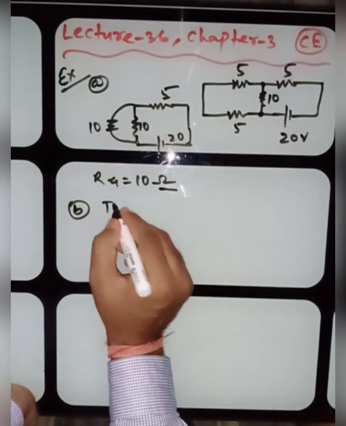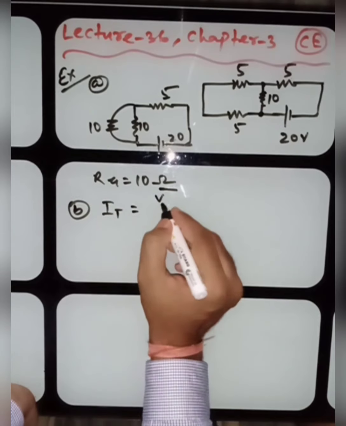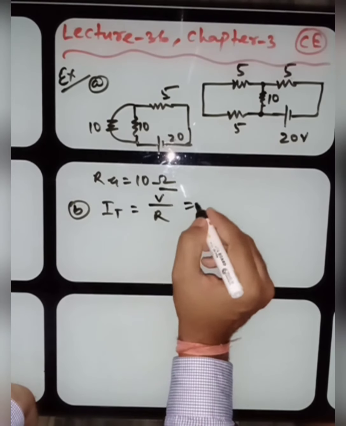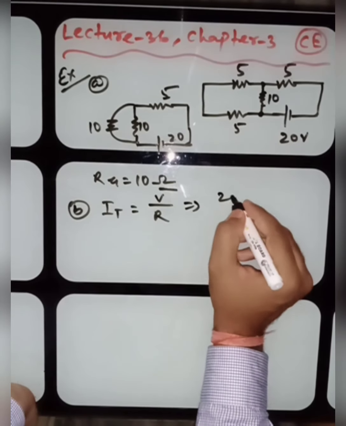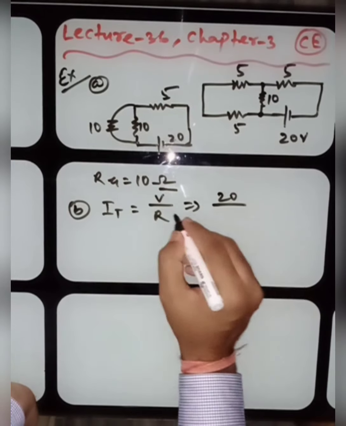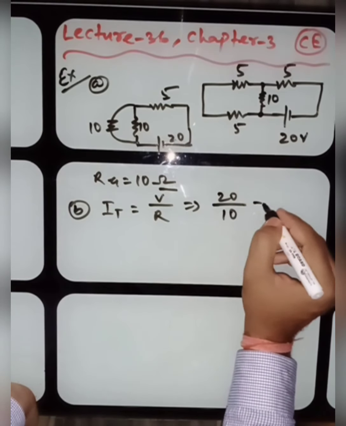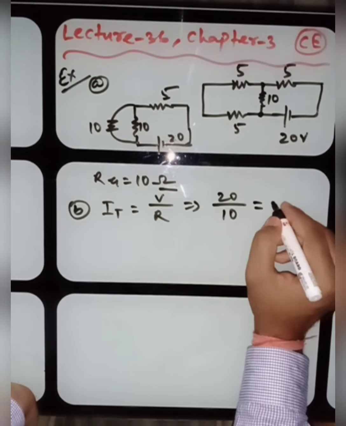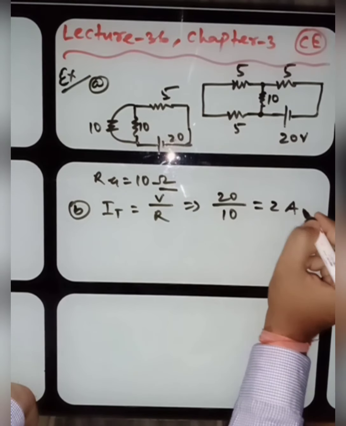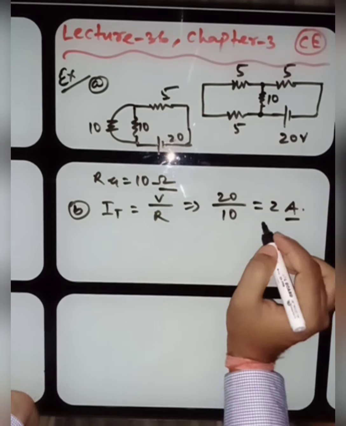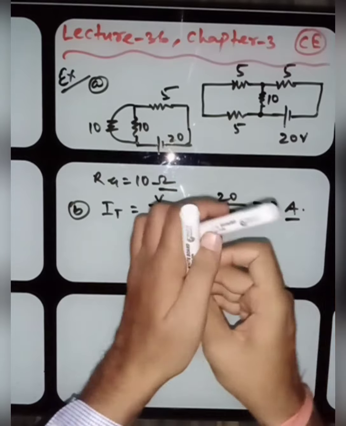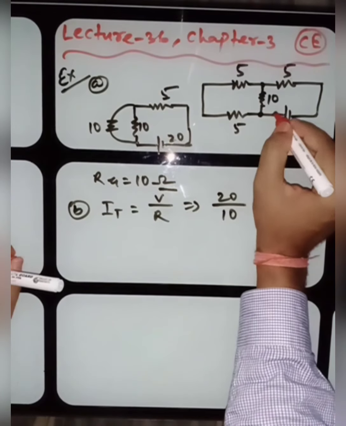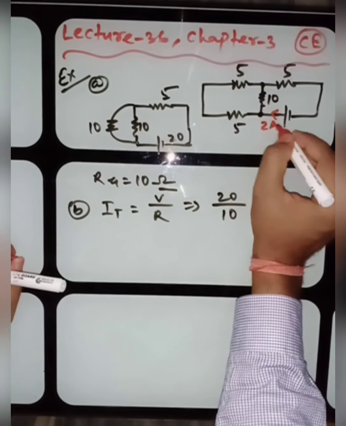Now the total current, so I total is V by R total. V is 20 volt divided by the total resistance, which is 10 ohm. So it is 2 ampere current. From where is this 2 ampere flowing? The 2 ampere is flowing from the battery. You can see this one.